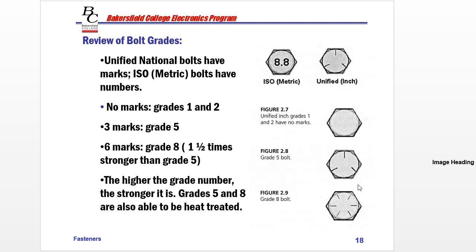3 marks will be a grade 5 bolt. 6 marks is a grade 8 bolt. So the higher the grade number, the higher the strength, because grade refers to the strength of the material. Grades 5 and 8 are stronger than grades 1 and 2, and they're also able to be heat treated.